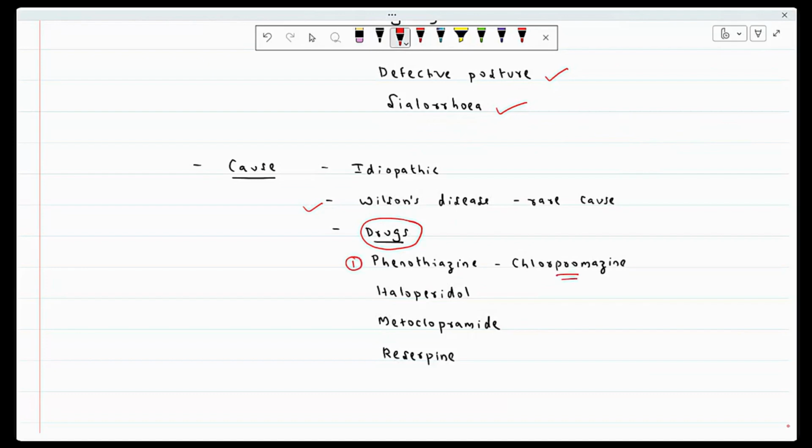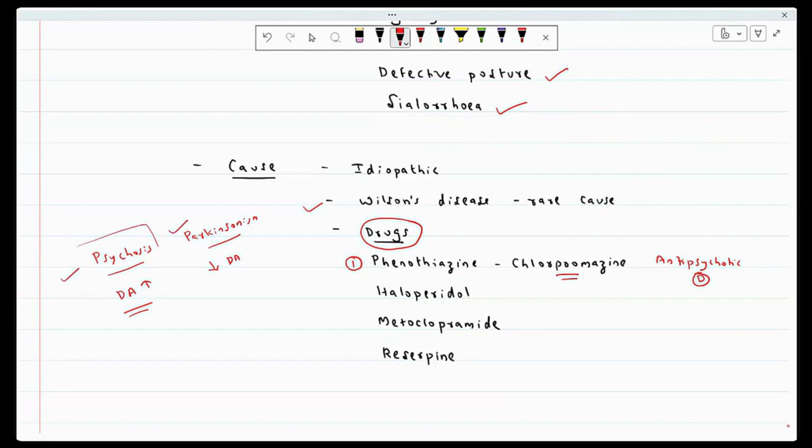The main example is chlorpromazine. They are antipsychotic drugs, right? Now, when you give an antipsychotic drug, why does Parkinsonism happen? You know that in psychosis, the dopamine level will be very high in the brain. Whereas in Parkinsonism, as I already told, dopamine will be less. That is the difference. Psychosis is the opposite of Parkinsonism, where the dopamine is excessive compared to the normal level, whereas in Parkinsonism, it is less.